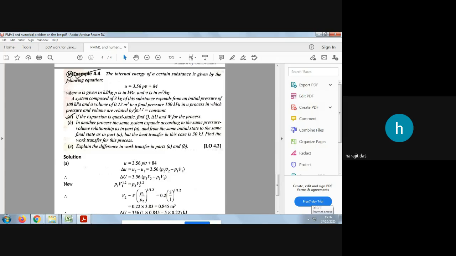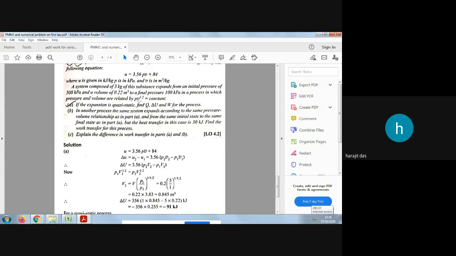So the relation between pressure and volume is given as P V to the power 1.2 equals constant. Means P1 V1 to the power 1.2 equals P2 V2 to the power 1.2, because this is constant. So this multiplication will be constant for any pressure and volume. Okay, so V2 will be how much? V2 equals V1 times (P1 by P2) to the power 1 by 1.2.